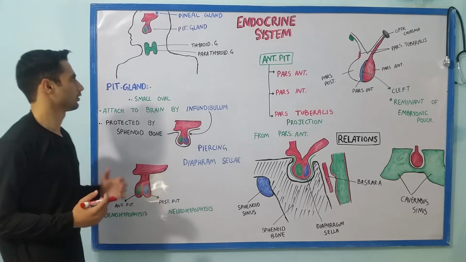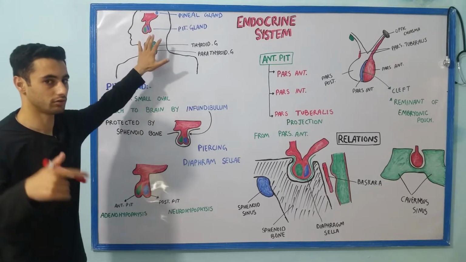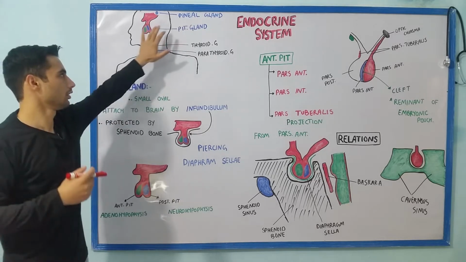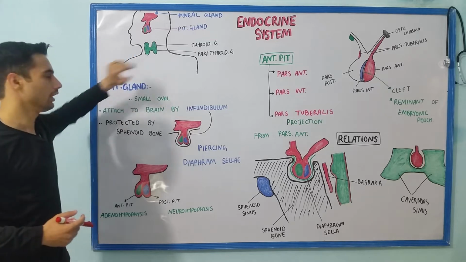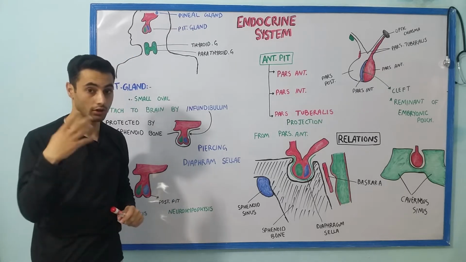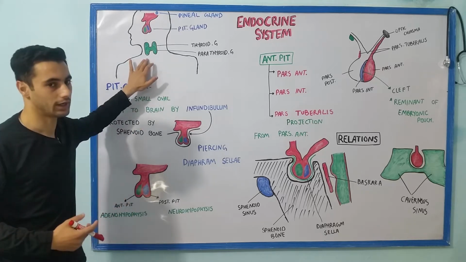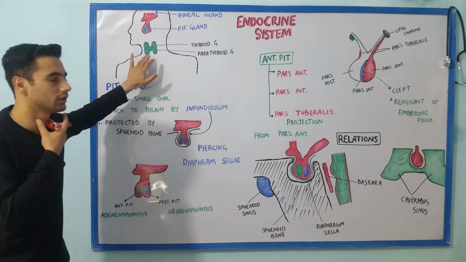So let's have a look at it. We have two major structures of the endocrine system in our head: the pituitary gland and the pineal gland. In the neck we have 5 endocrine structures. 4. Parathyroid gland, which is situated on the back of this thyroid gland.